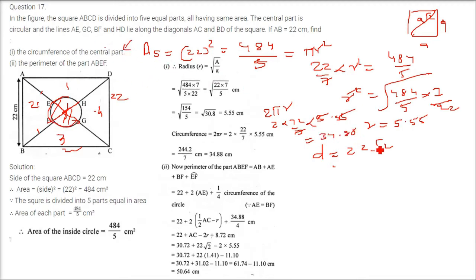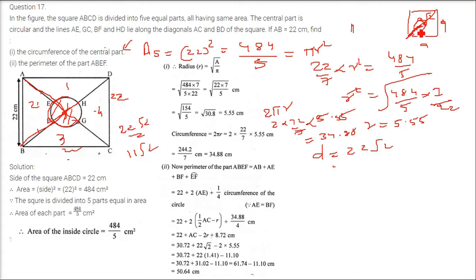Coming to the perimeter of the part. As I said, this is 22, this is 22, and the diagonal is 22 root 2. What will be the half of this? 22 root 2 by 2, that is 11 root 2. So this half is 11 root 2, and this is 11 root 2. But we have a circle here and the radius is 5.5.